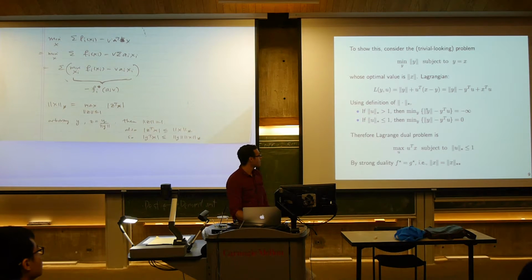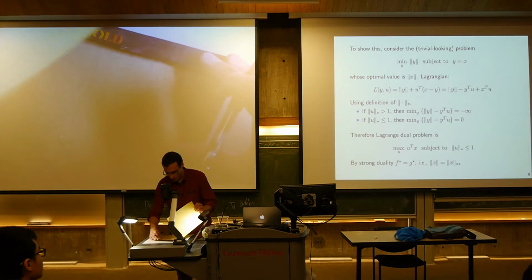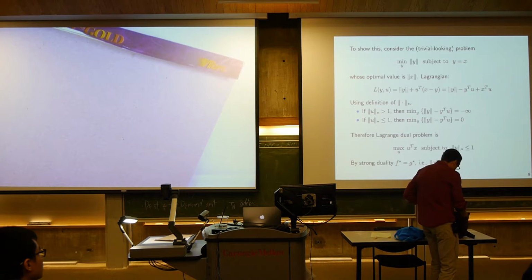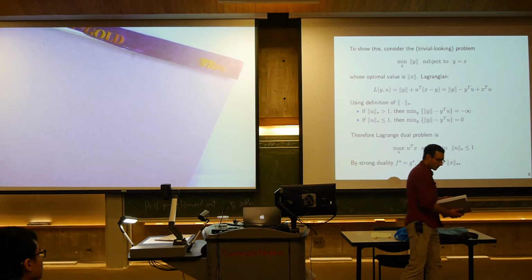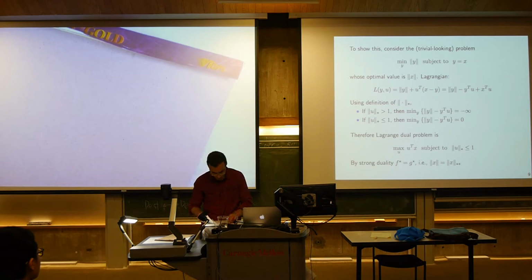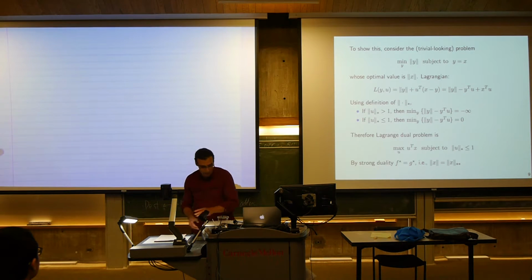There are two cases we have to think about. The first case is when the dual norm of u is bigger than 1, and the second case is when the dual norm of u is less than or equal to 1. Actually, I'm out of paper. It's going to have to serve as our substitute paper for now.